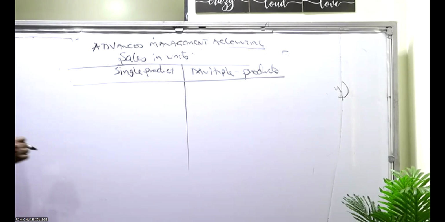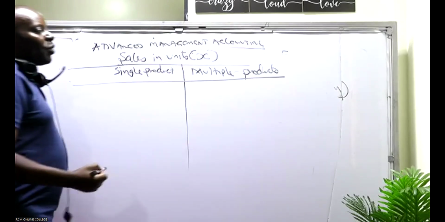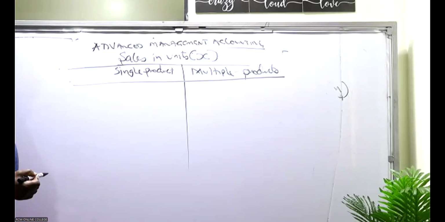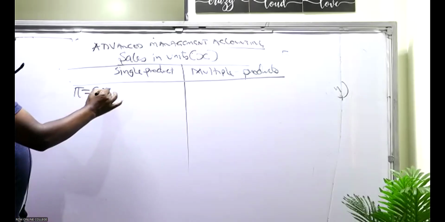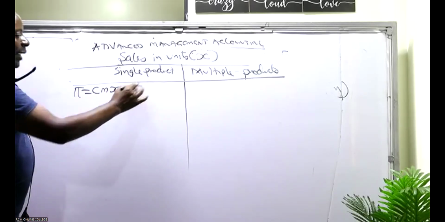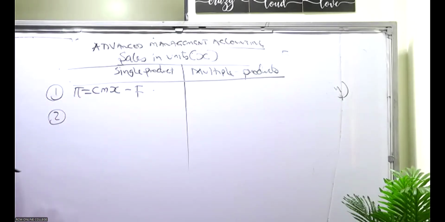So when we talk of sales in units, we are looking at X quantity. Then for our single product, if it is profit, here we shall talk about CM times X minus fixed cost. This is very important. That's number one. Then we have number two.